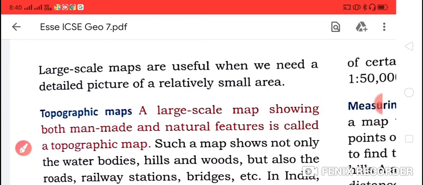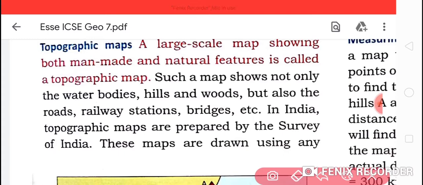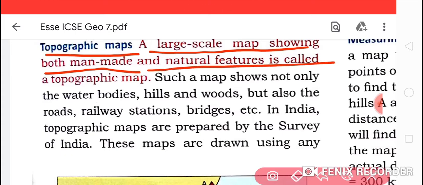Topographic map. A large scale map showing both man-made and natural features is called a topographic map. Such maps show not only water bodies, hills or a wood, but also roads, railway stations and bridges.